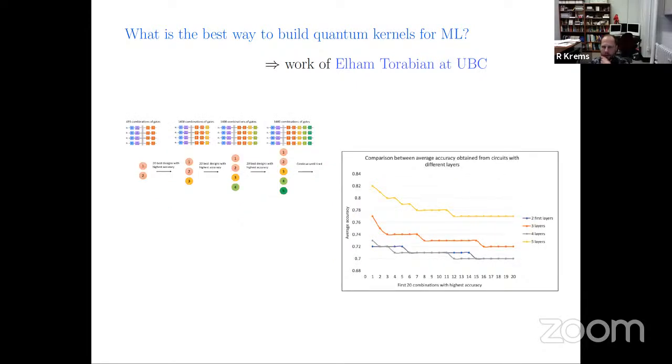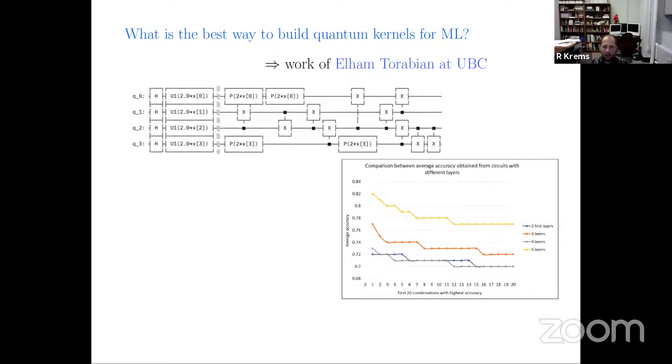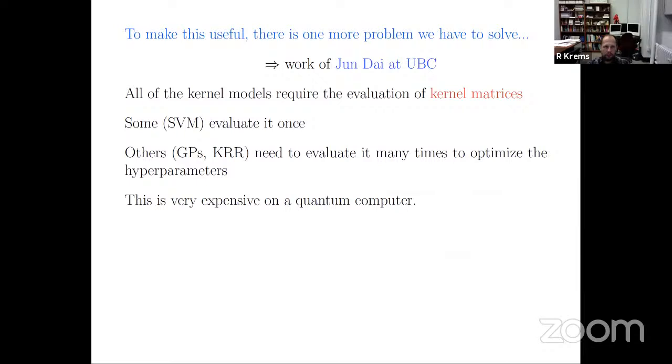So again, it's a process that involves building circuits by layers, and as you can see, as you increase the number of layers, the accuracy of the quantum SVM goes significantly up. And so the yellow curve is the one with 5 layers, as opposed to something down here, which is 3 layers.